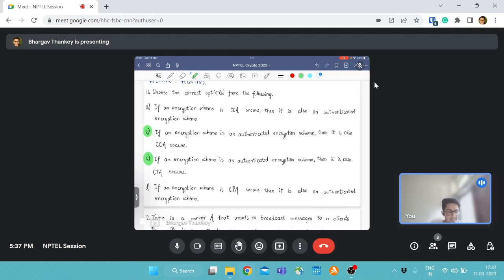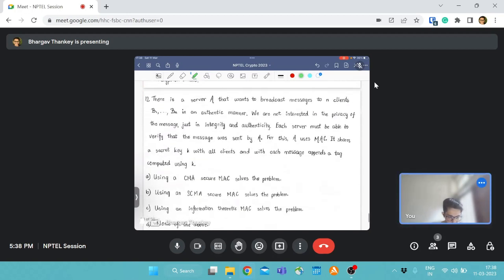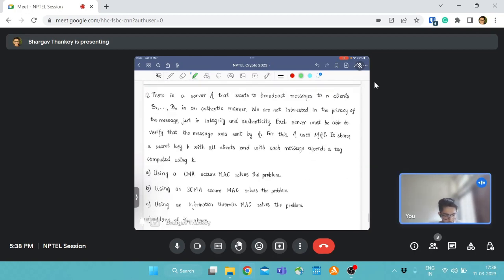Option D is incorrect because we in fact know something stronger. There exists a scheme which is CPA secure but not an authenticated encryption scheme. So A and D are incorrect, and only B and C are correct. Is this fine? Okay, let's look at the next question.